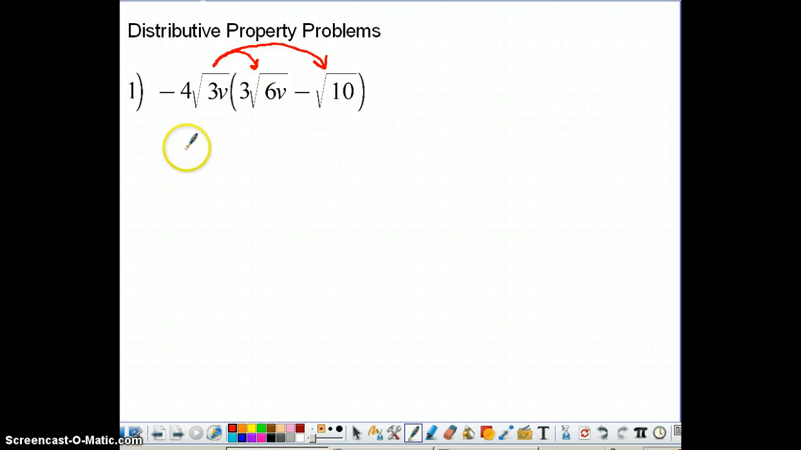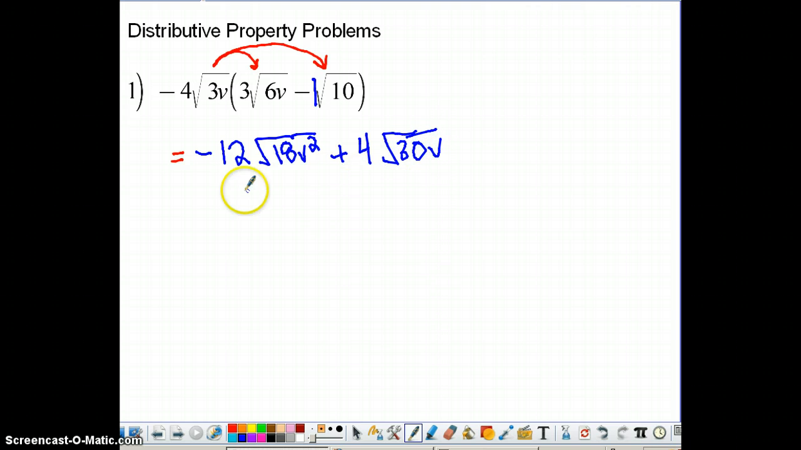So for instance, we're going to take negative 4 times 3 and get negative 12. We're going to multiply 3v and 6v and get 18v squared, and that's under the radical. And then, remember there's a negative 1 right here, so we're going to have negative 4 times negative 1 is positive 4, times the square root of 30v.